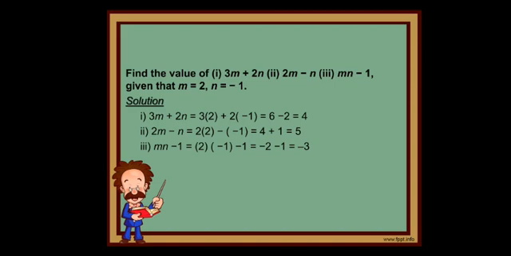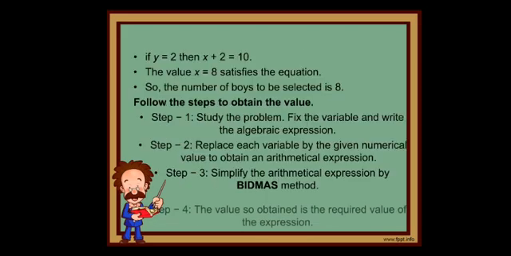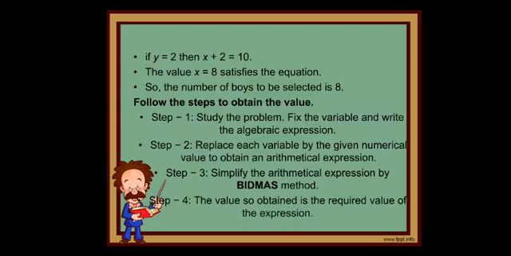So I hope you understood what are like terms and unlike terms and how to find the value of an algebraic expression. What are like terms? Terms having the same variable are like terms, and terms of an algebraic expression having different variables are unlike terms. So how to find the value of an algebraic expression? First we have to study the problem, fix the variable and write the algebraic expression. Then replace each variable by the given numerical value to obtain an arithmetical expression. Then simplify the arithmetical expression using the BIDMAS method, and the value obtained will be the value of the algebraic expression.